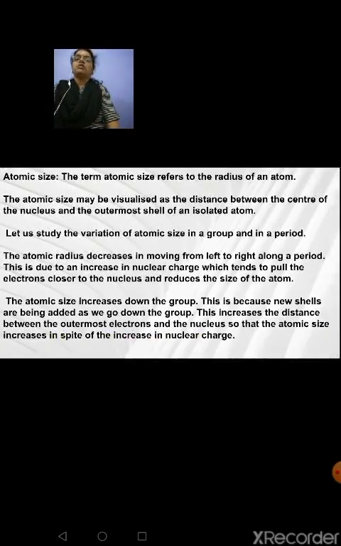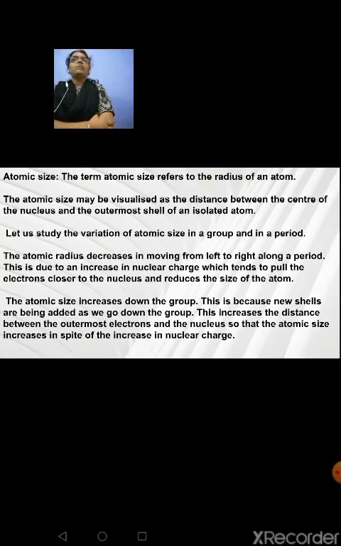Next, let's talk about atomic size. The term atomic size refers to the radius of an atom. You must have learnt in your geometry, how will you draw a circle? By taking the radius. What is radius? It's the distance between the center to the circumference of the circle. Similarly, the atomic size may be visualized or defined as the distance between the center of the nucleus and the outermost shell of an isolated atom.